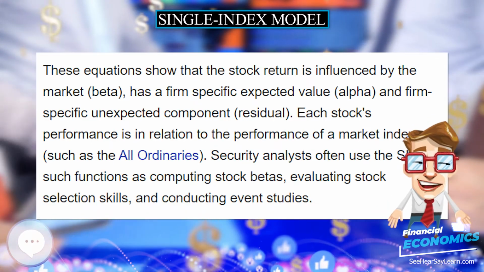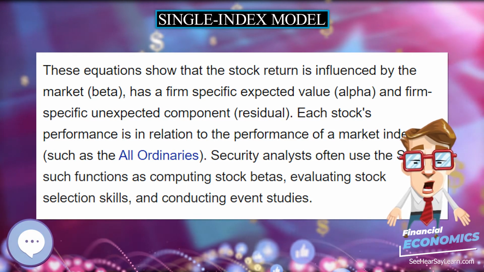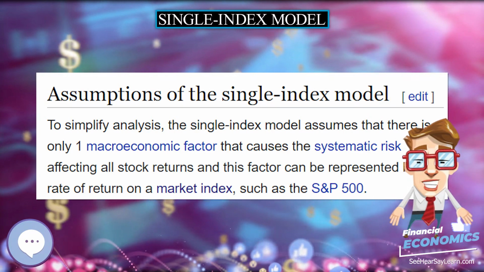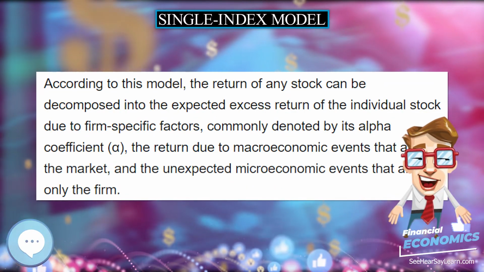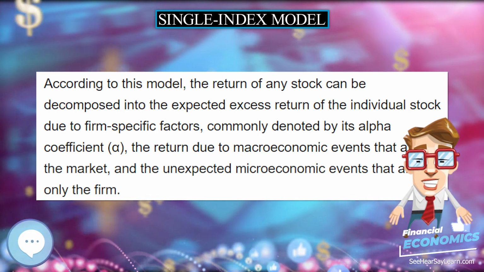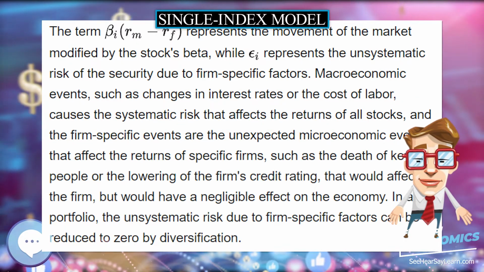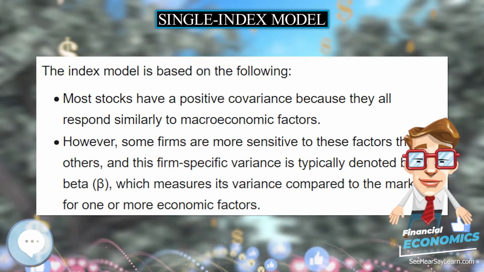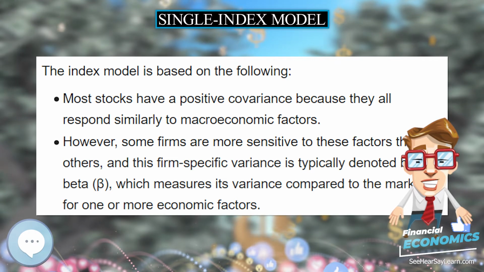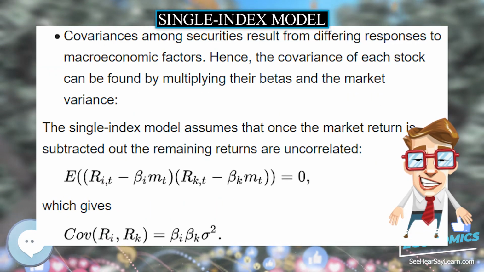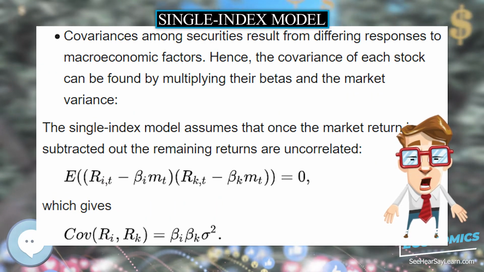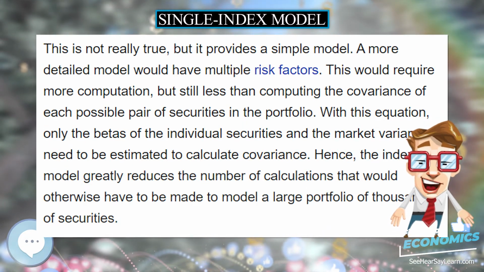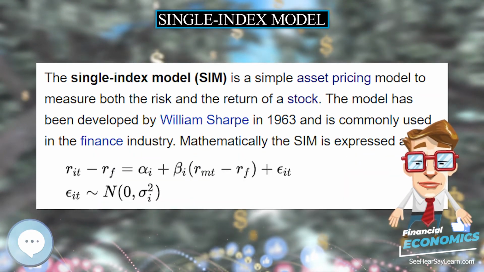Assumptions of the Single Index Model. To simplify analysis, the Single Index Model assumes that there is only one macroeconomic factor that causes the systematic risk affecting all stock returns, and this factor can be represented by the rate of return on a market index, such as the S&P 500. According to this model, the return of any stock can be decomposed into the expected excess return of the individual stock due to firm-specific factors, commonly denoted by its alpha coefficient, alpha, the return due to macroeconomic events that affect the market, and the unexpected microeconomic events that affect only the firm.